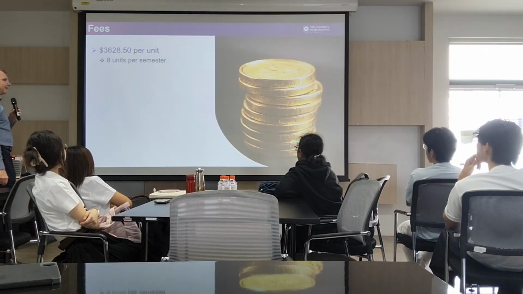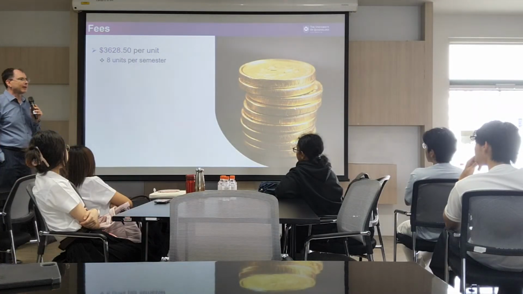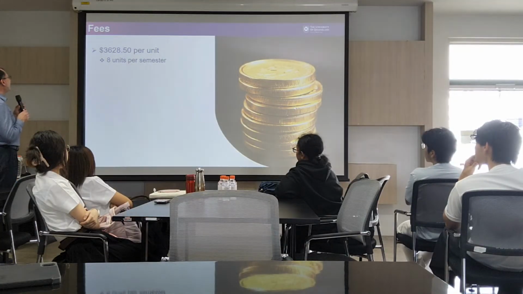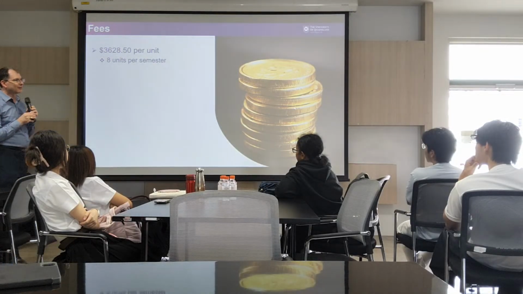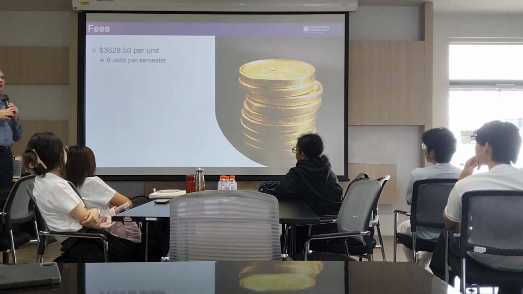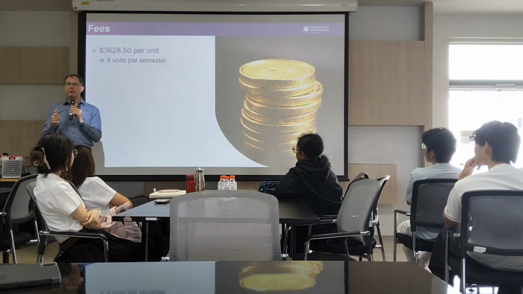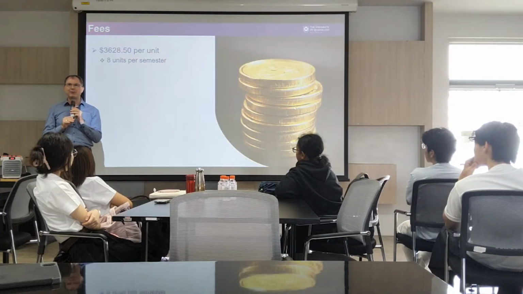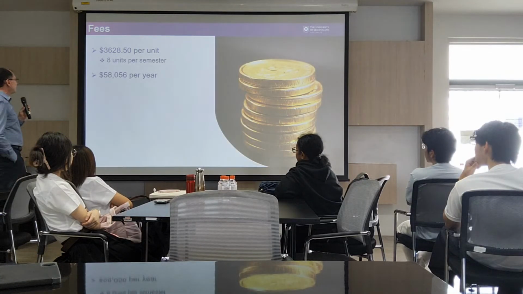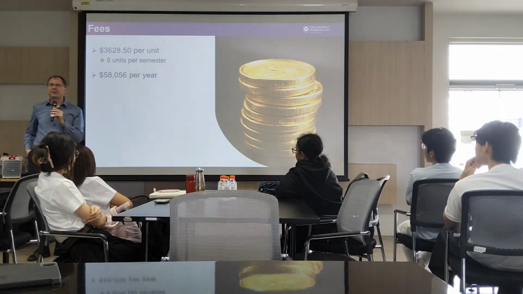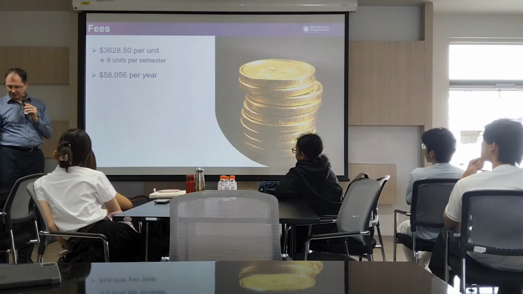Okay, the horrible thought. It costs money. So the current cost is a very strange number, $3,628.50 per unit. Everyone does 8 units per semester, so it's going to be a fixed amount per semester, which means you do 2 semesters a year. So the fee is $58,056.